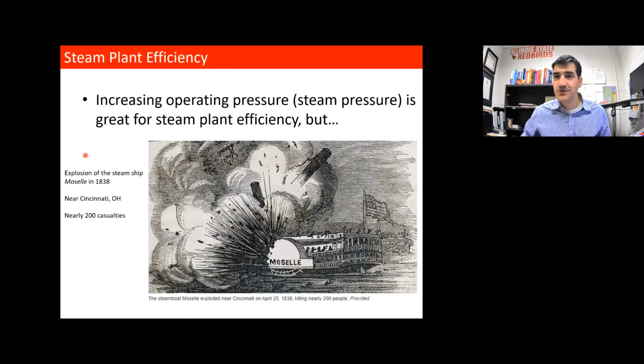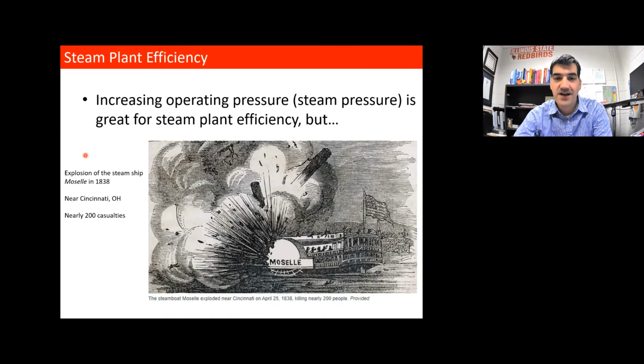All you gotta do is go on Google and do an image search on steamboat explosions, and there were lots and thousands of them in the 1800s, and a lot of them resulted in deaths. And so there's been a lot of regulations and policies that have come about because of this that have regulated the design of steam systems. We'll talk about a few of those at the end here.